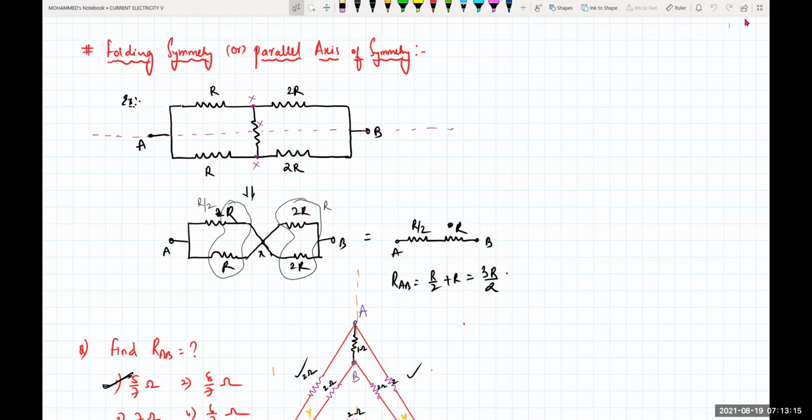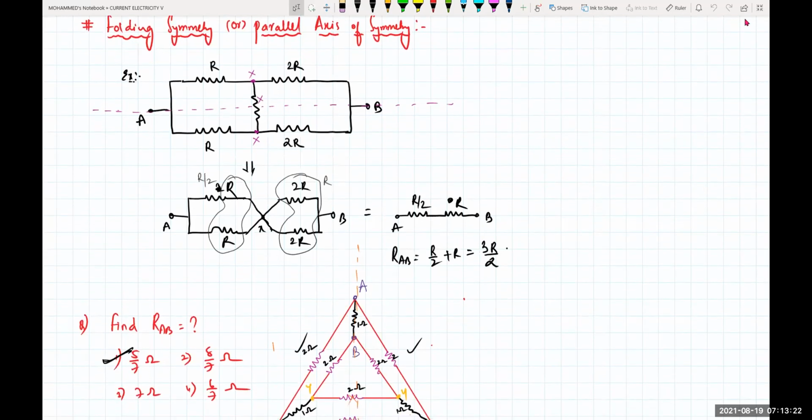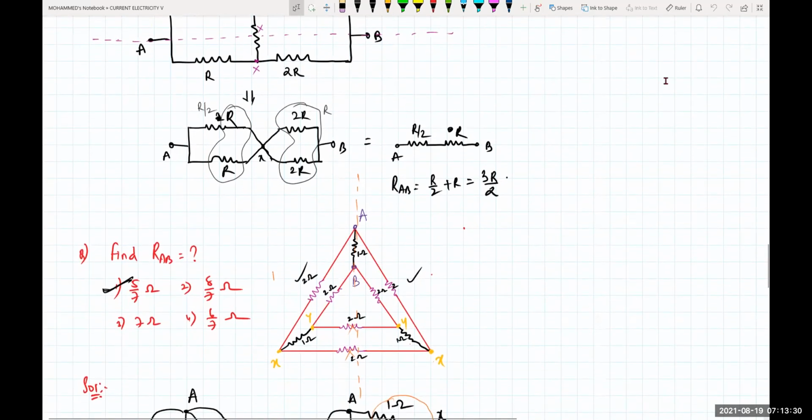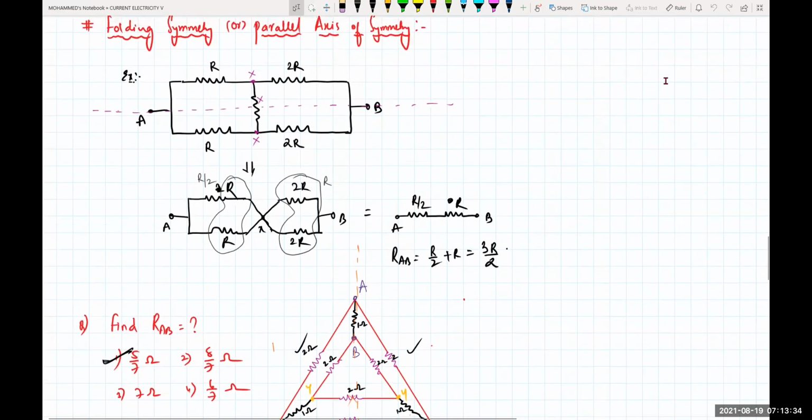Yes, sir. Isn't it? So if I remove that one, what is happening? The R and R will become parallel, so that is R by 2. Then this 2R and this 2R in parallel is nothing but 2R by 2, that is nothing but R. So these two will become in which combination, beta? Series combination. See here, I have drawn here right now. So this will become R by 2 plus R. So 3R by 2 will be the answer. Is it clear?